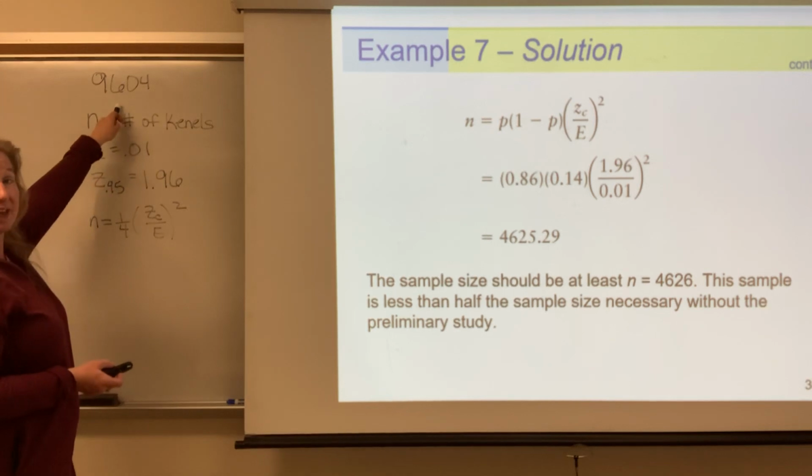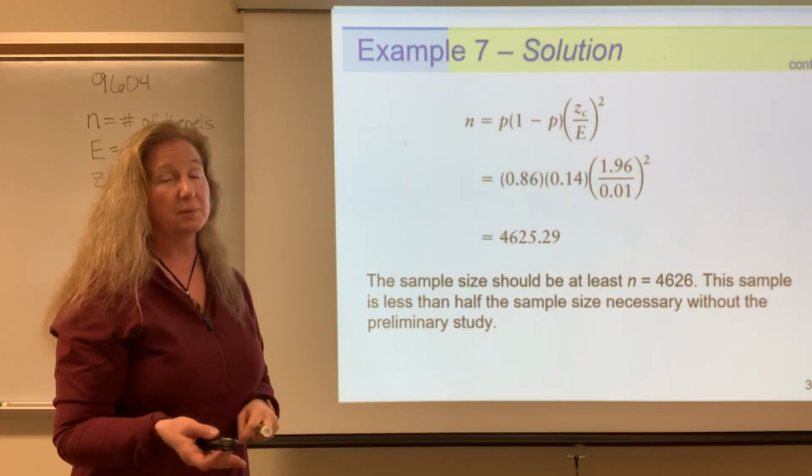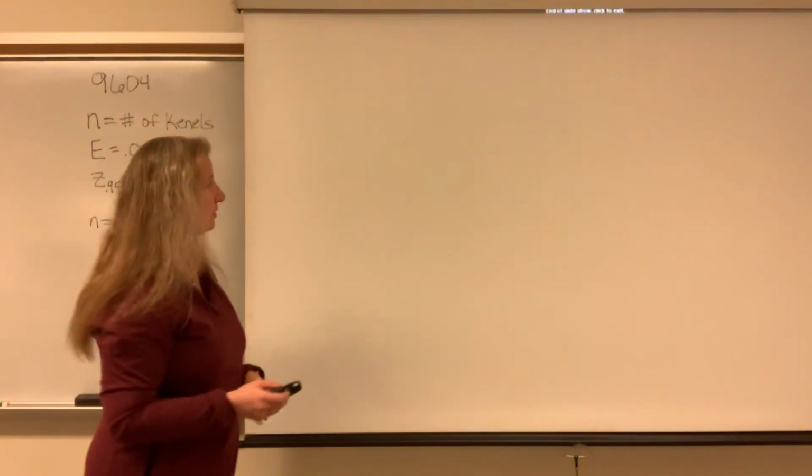The first time we got 9,604, and this is less than half. So sometimes it's worth doing a little bit of a preliminary study in order to have better information.